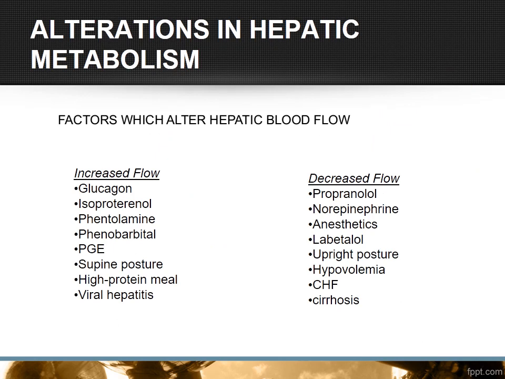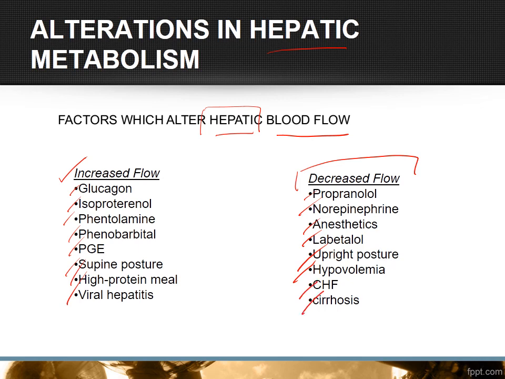So to summarize the alteration in hepatic metabolism, factors that alter the hepatic blood flow include the agents that increase the hepatic blood flow, which are glucagon, isoproterenol, phentolamine, phenobarbital, PGE, supine posture, hyperproteinemia, and viral hepatitis. Agents like propranolol, norepinephrine, anesthetic, labetalol, or upright position, hypovolemia, congestive heart failure, and cirrhosis will decrease the hepatic flow. When they decrease the flow in hepatic, they will decrease metabolism, and when they increase the flow, they increase metabolism.